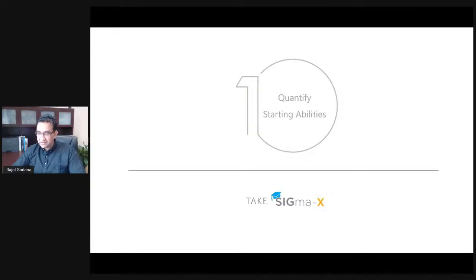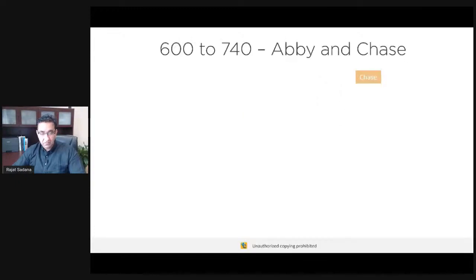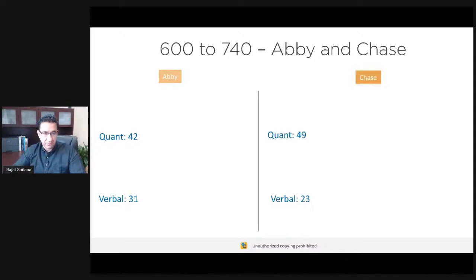So let's quantify your starting abilities. Both Chase and Abby need to go from a score of 600 to 740, and Abby is someone who's stronger in verbal than in quant. So her quant score is Q42, verbal score is V31. I'd say these are balanced starting scores around the 50th percentile in both. Chase, on the other hand, is much stronger in quant than in verbal.